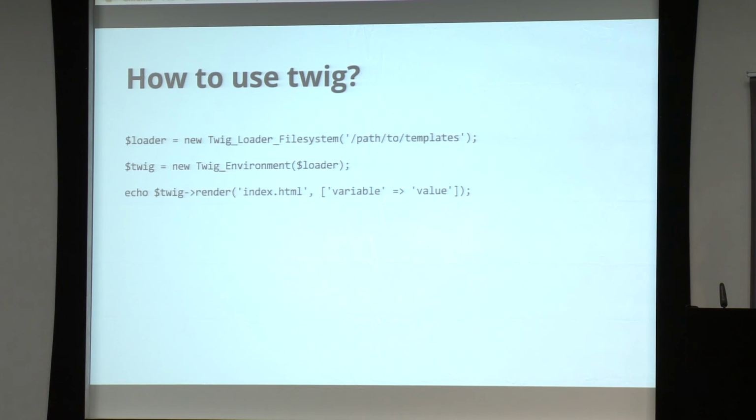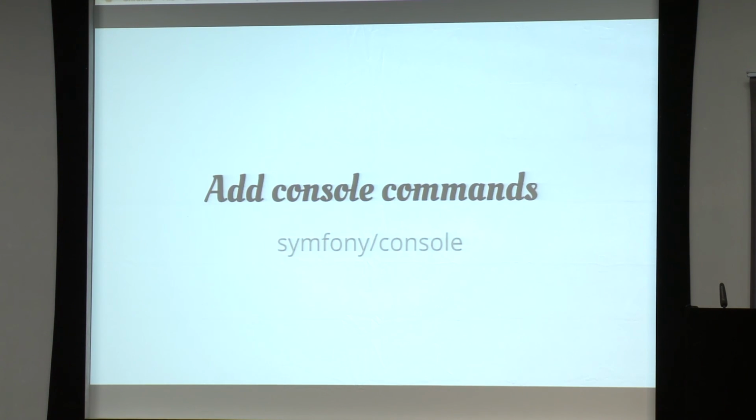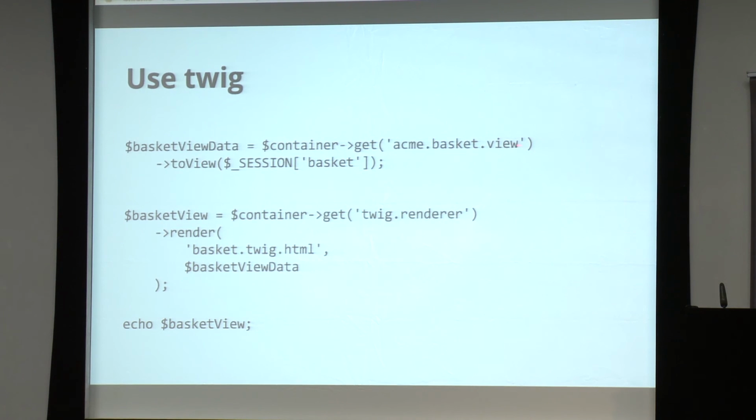Very simple. So having dependency injection included in your application, how do you add it to DI? Simple. Parameters, add a service, another service which takes the other one. And inside your application, you can take the renderer and render some data with the template. Very simple. And you don't have to rewrite the whole application. You can render bits of code, bits of templates, or you can render the whole pages.